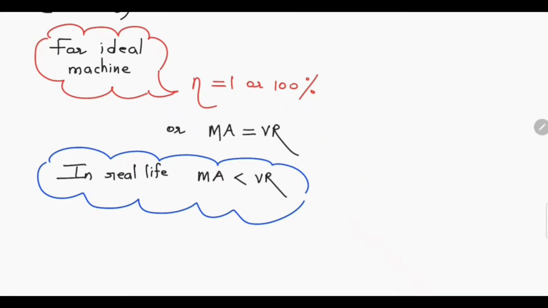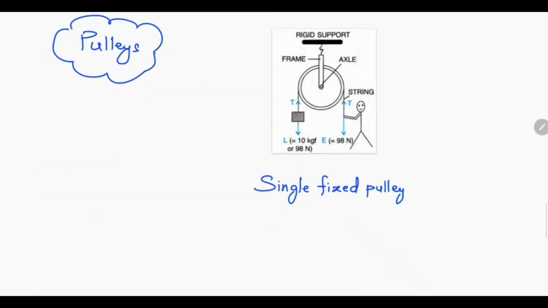Why is MA less than VR? Because some energy is always wasted in overcoming the friction, always. And no machine can be made weightless. There will be some weight of the machine itself. So the simple machine this time we have in portion is pulleys.